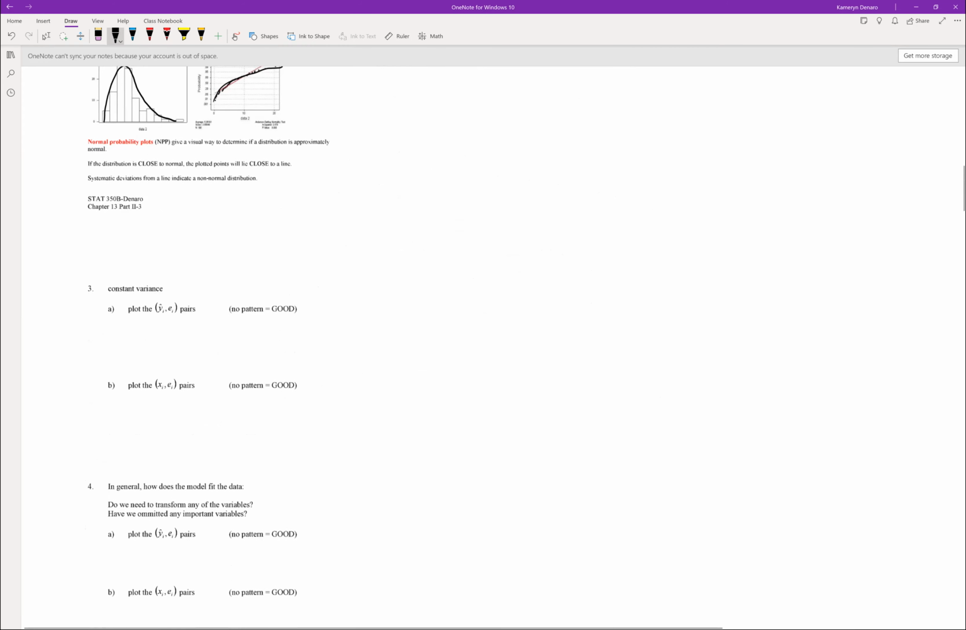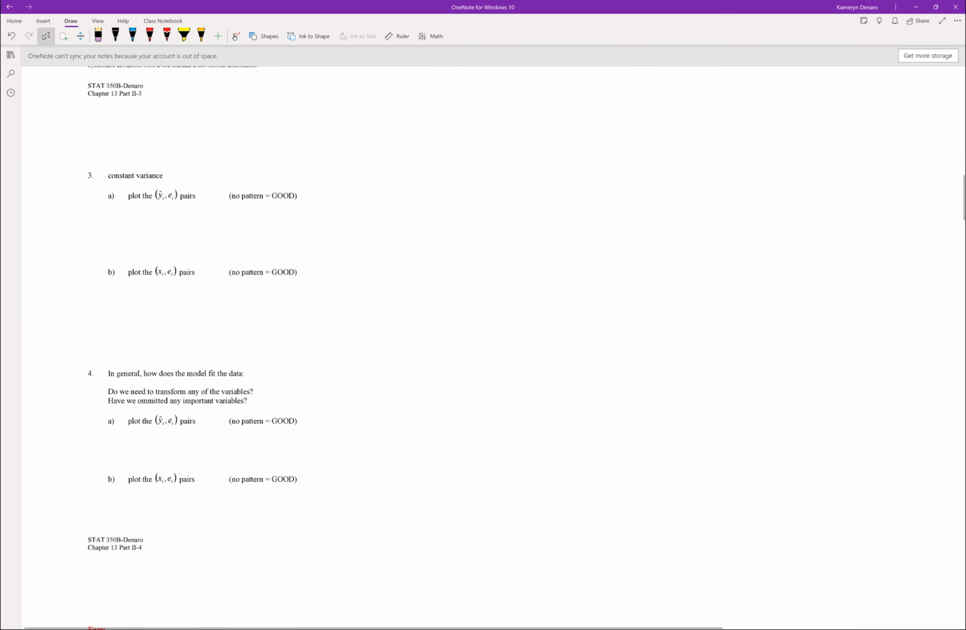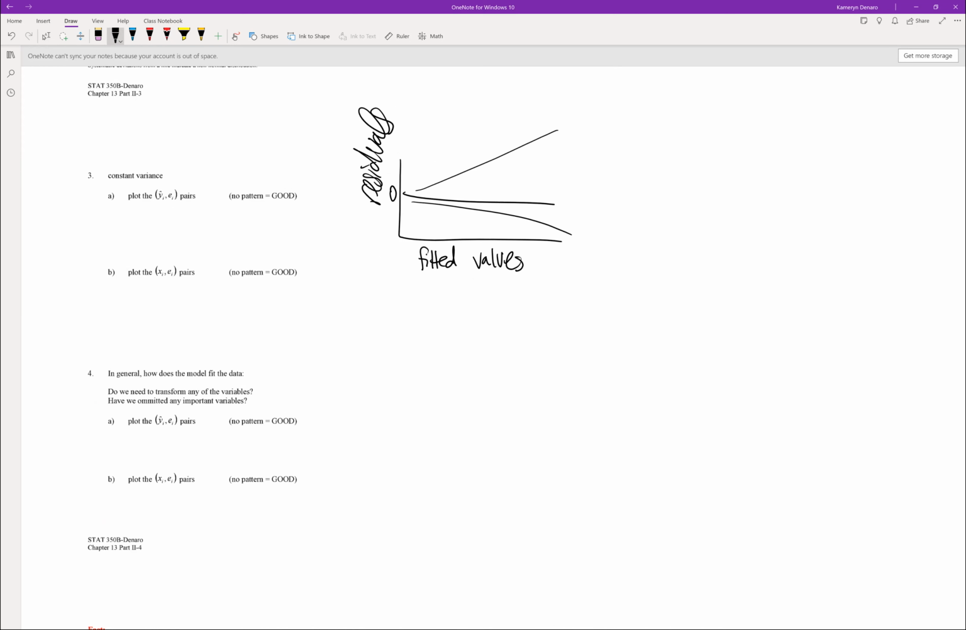We need a constant variance of our residuals. So one thing we can do is plot our fitted values, the y hats, against the residuals. And once again, we have a line at 0 and we should see no pattern for the fitted values. You don't want your residuals to start growing as your fitted values grow. That would give you an issue about non-constant variance across the fitted values. So this is bad.